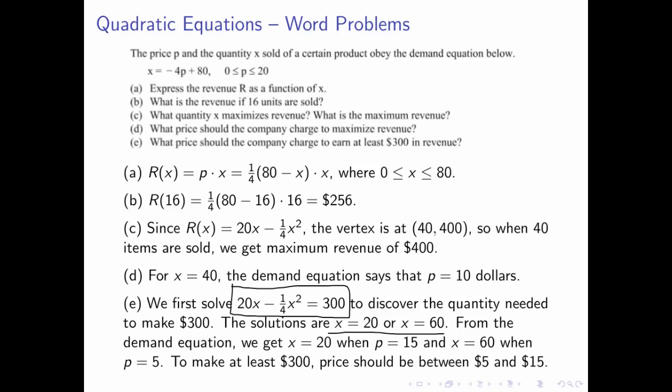And from the demand equation, to get x equals 20, you'll need p equals 15. Again, we're talking about this equation up here. And to get x equals 60, you'll need p equals 5. So to find those two values, I'm doing exactly the same thing I did in part D. I'm finding what value of p gives me those values of x. And so the relevant cutoffs for making $300 are when you're charging $5 or charging $15. So because we know the parabola is shaped down, is concave downward, then we know that for any price between 5 and 15, the revenue is going to be above the $300 threshold.